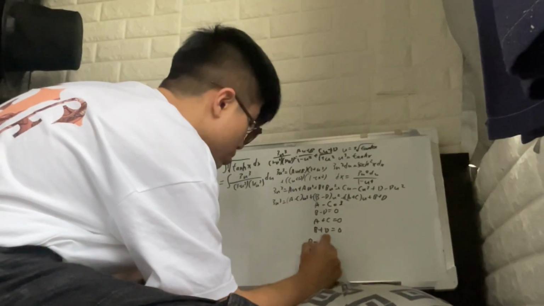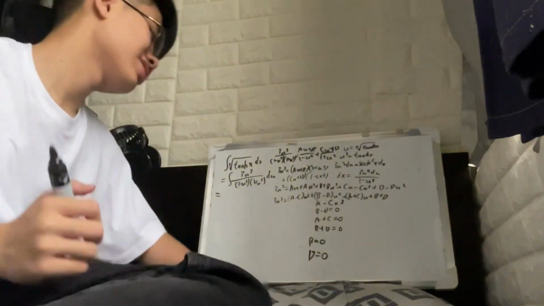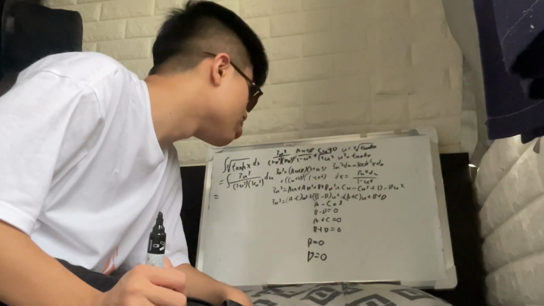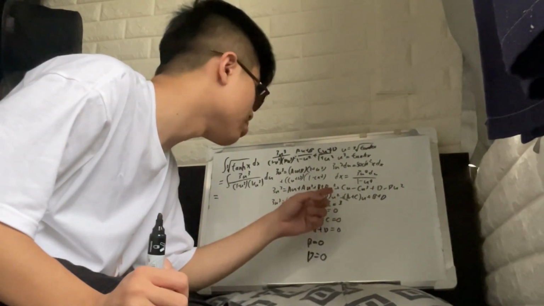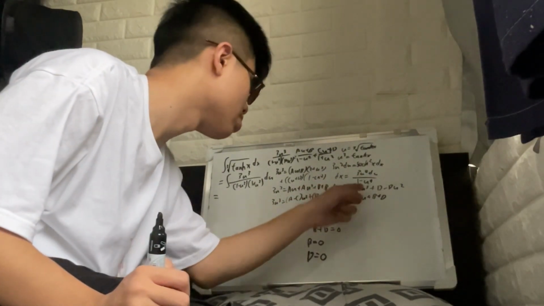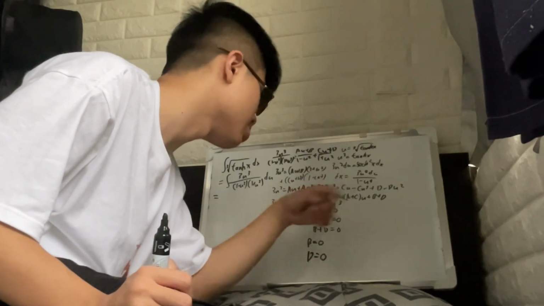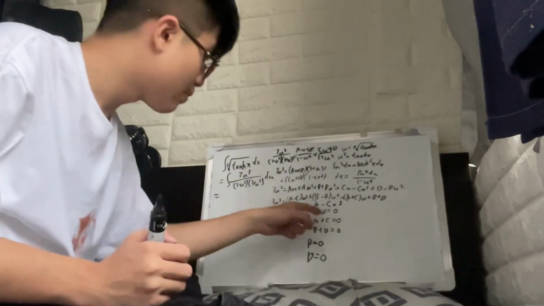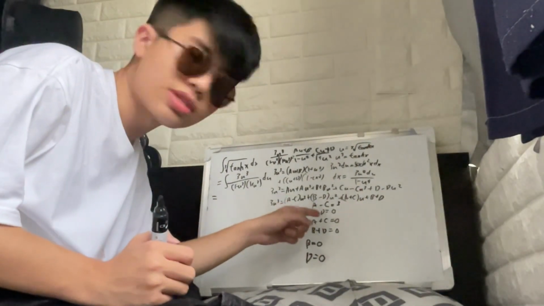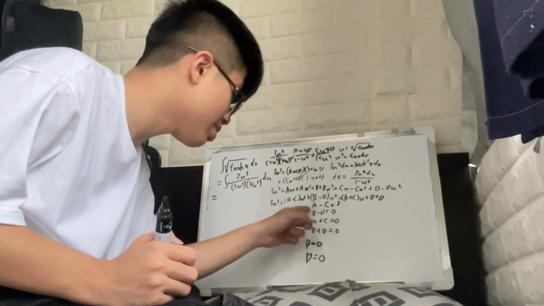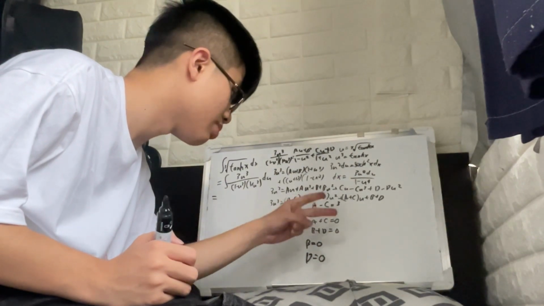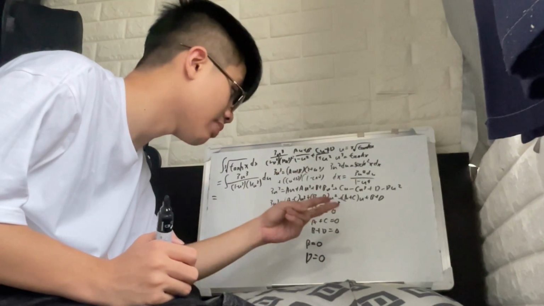D is equal to 0, like that. Let me make sure I didn't make something wrong. B minus D, and then the constant is B plus D, nothing more. Because if you want B plus D equal to 0, and B minus D equal to 0, they need to be the same, and adding up they need to be 0.